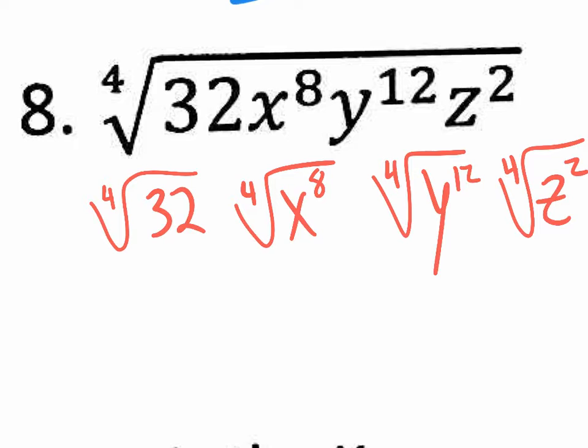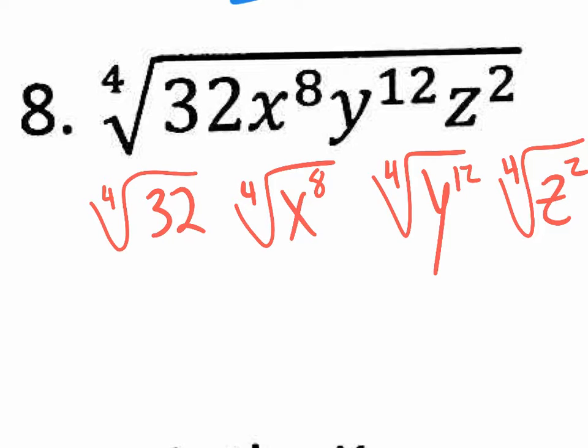Now, since we're dealing with the fourth root, we're thinking what times itself 4 times gives us 32? Let's think about that. 2 times 2 times 2 times 2. What does that give us? 2 times 2 is 4. 4 times 2 is 8. 8 times 2 is 16. That didn't give us 32.